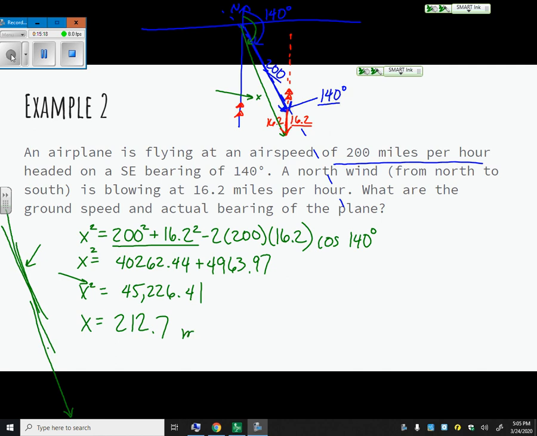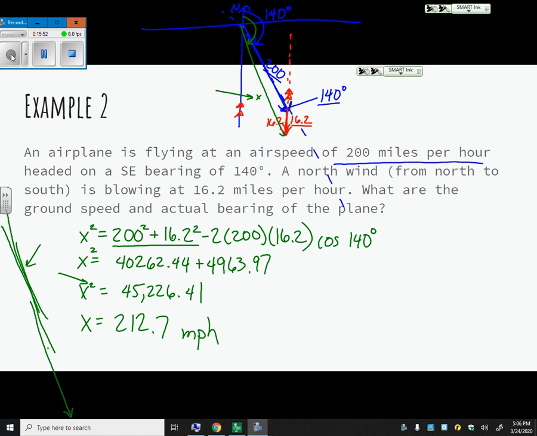And this would be miles per hour. So the plane is only registering going 200 miles an hour. Keep in mind, it doesn't have wheels up here in the air. So it thinks it's going 200 miles per hour, but with this wind behind it pushing it at 16.2 miles an hour, it's actually going faster along this green line at 212.7 miles per hour. This is all stuff that pilots have to take into consideration on a windy day before they go flying.